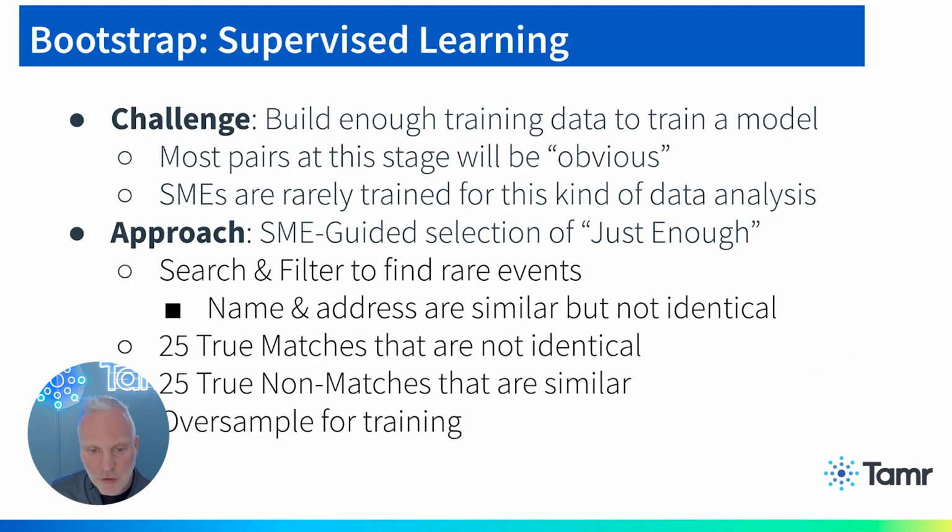One of the challenges here is that most pairs at this early stage will be obvious. So even though our blocking model has already eliminated most non-obvious matches, we don't have a pre-grouping model. So when we're looking at the pairs produced by blocking, most of the matches are going to be obvious. Subject matter experts are also rarely trained for this kind of data analysis. They're going to need some help navigating through these early results to try to find these very rare, interesting match cases. So our approach is to work closely with the subject matter expert to gather just enough training data.